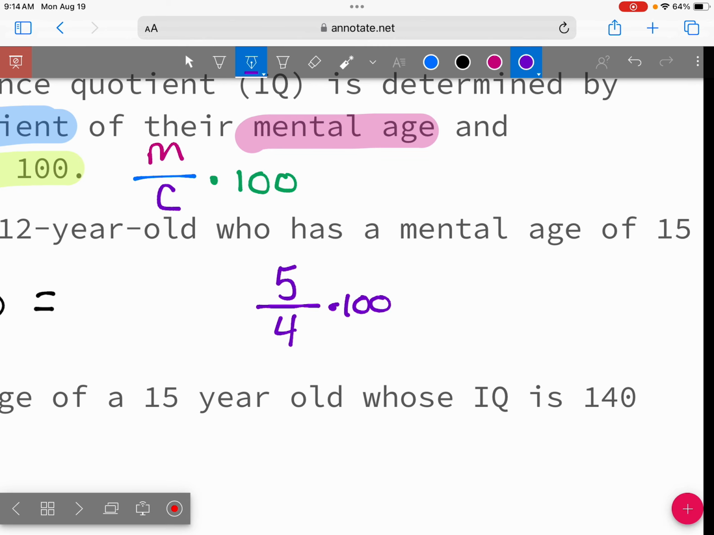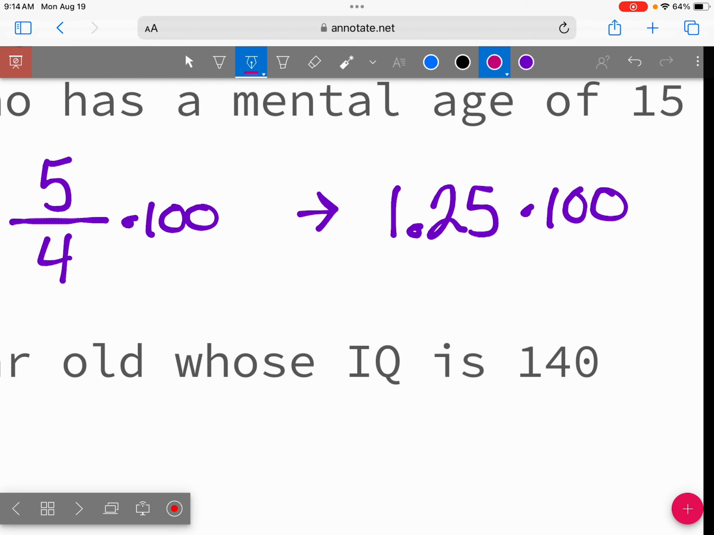So that's simplifying that part. What is 5 over 4 as a decimal? 1.25. That is easier to see sometimes than 5/12. So we have 1.25 times 100. What is this person's IQ? 125. So that's our answer, 125.